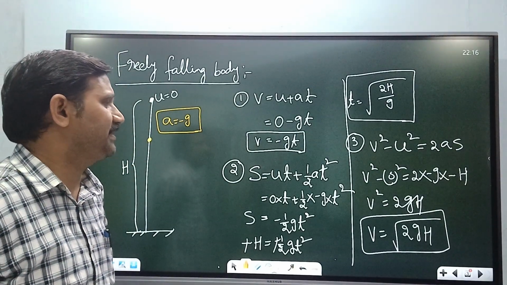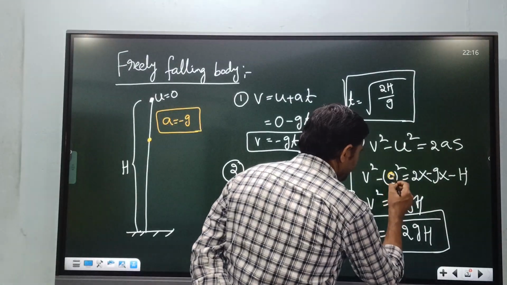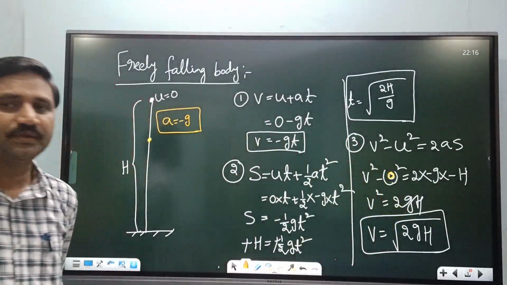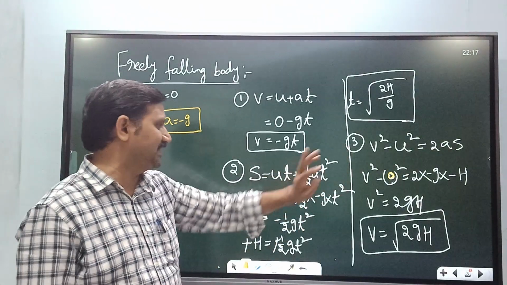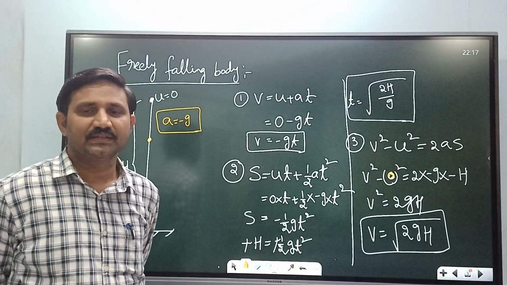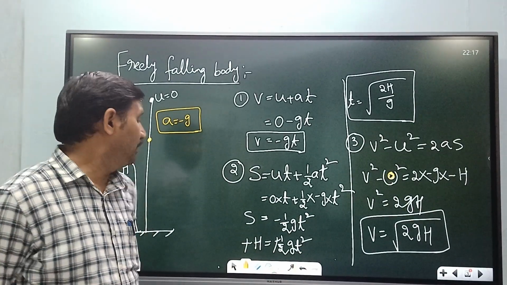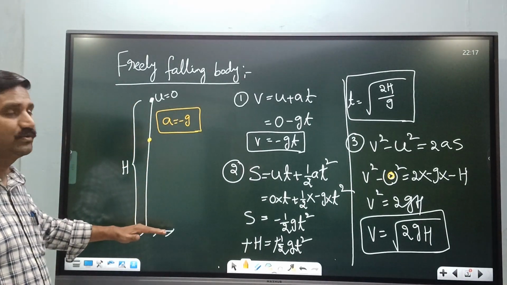Next, v square minus u square is equal to 2as. u, the initial velocity of the body, is 0. So v square minus u square is equal to 2 into a, which is minus g, into s, which is minus h. So v is equal to root of 2gh. This is the velocity of the body just as it reaches the bottom. If you consider this as a tower, then this v is root 2gh.